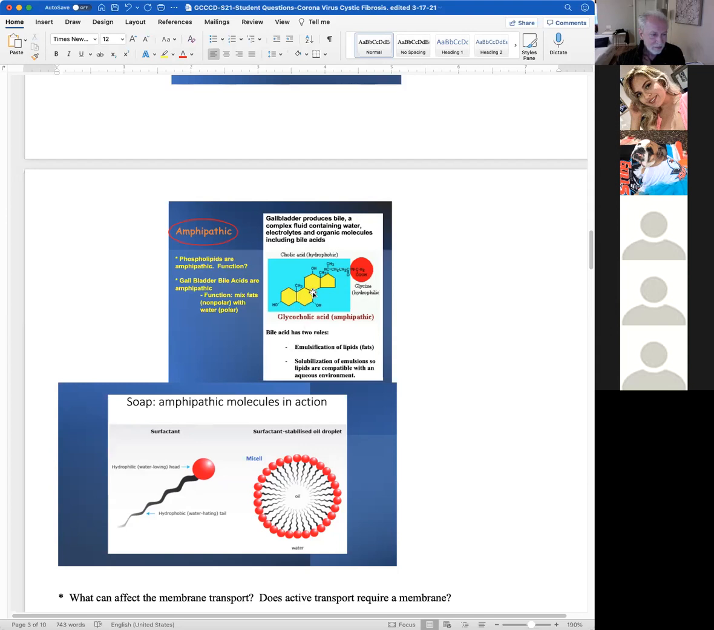So is that clear? Anybody unclear how digestion of fats requires an amphipathic molecule?